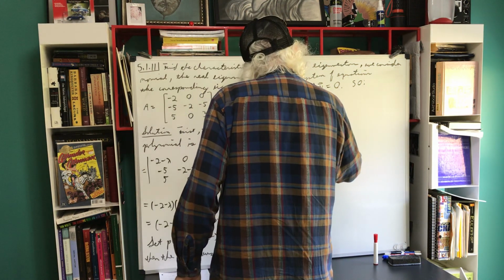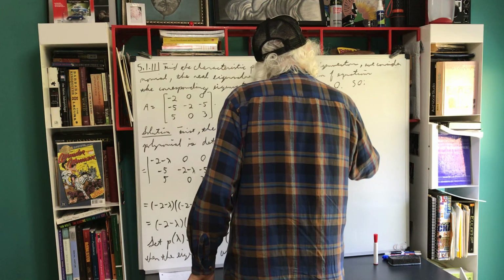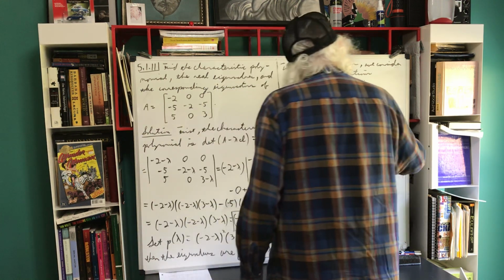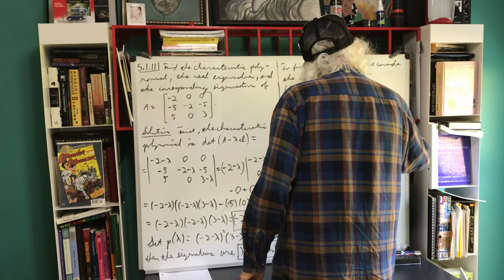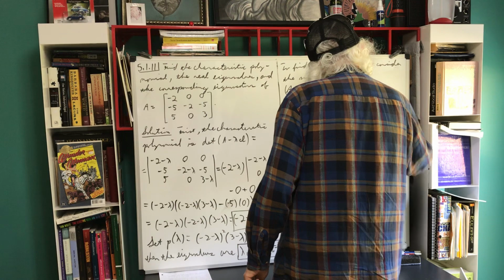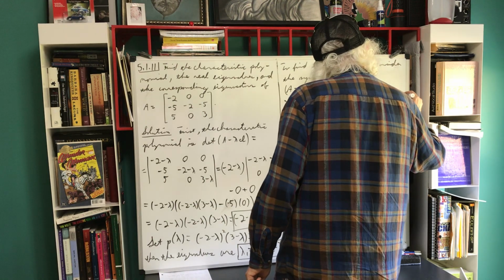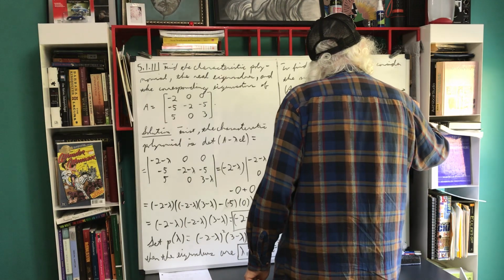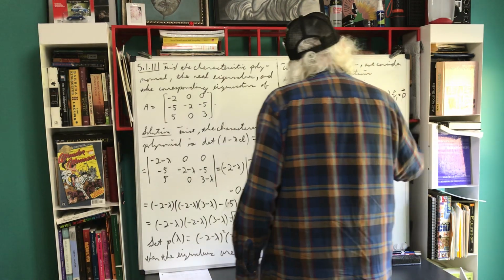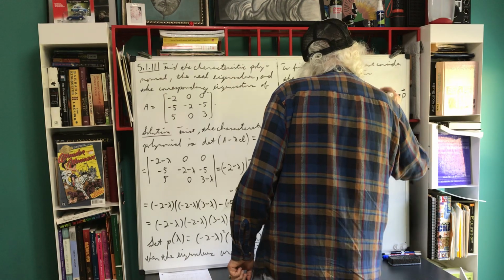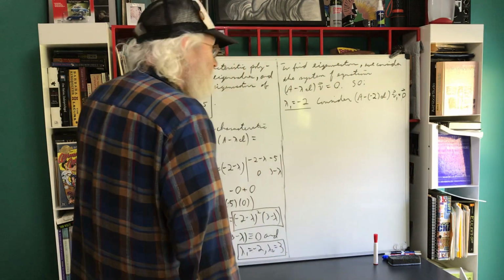Lambda 1 is -2. So consider the system of equations A minus lambda, which would be -2, I times vector V, let's call it V sub 1, equals 0, putting a subscript on the vector because it's associated with lambda 1, the first eigenvalue.